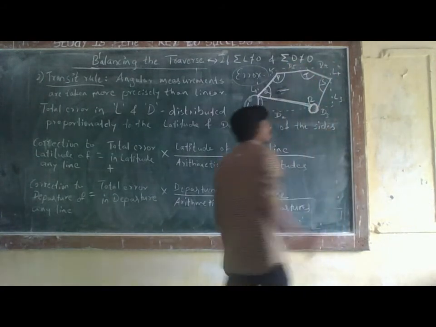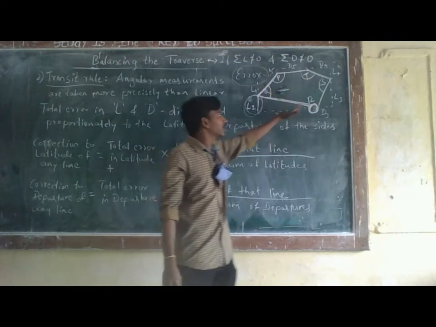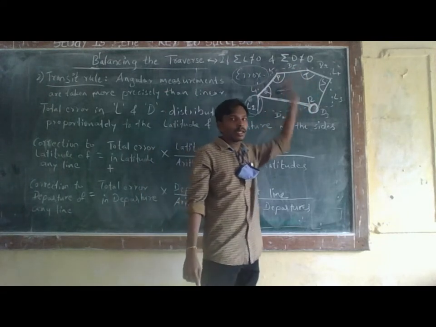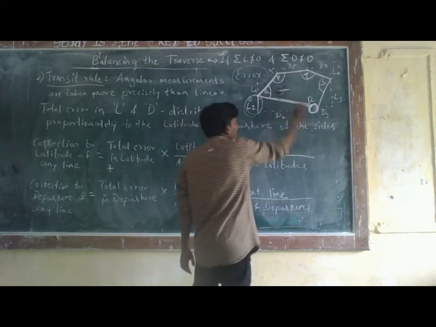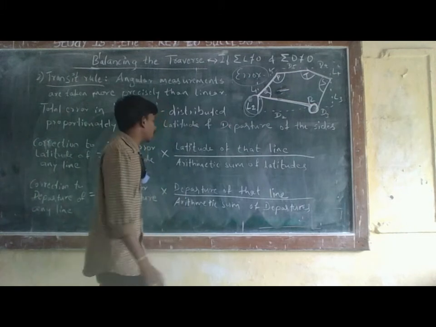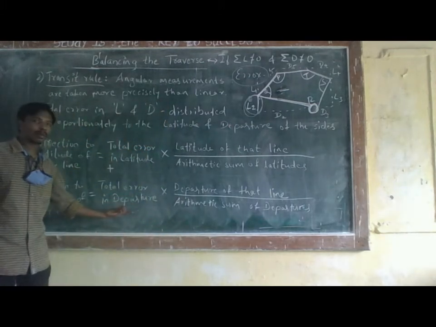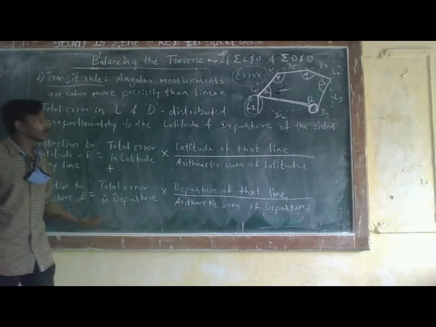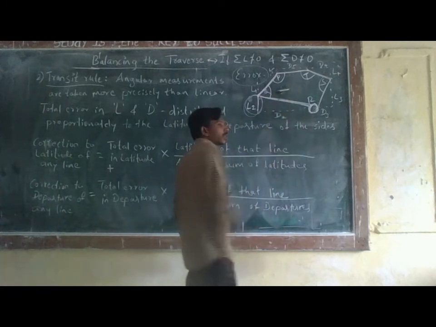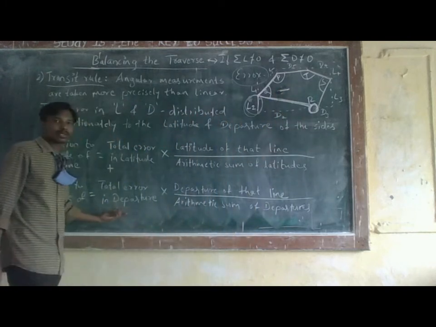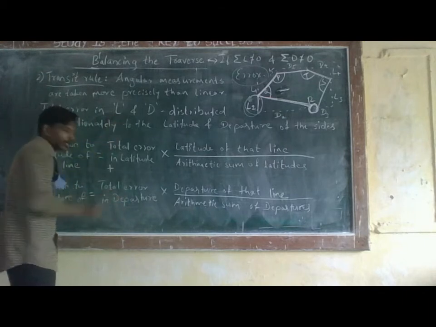So take the sum of all the departures d1, d2, d3, d4 and d5, add all of them. So after adding, you will get a value. That value you have to substitute here in the formula. But the difference is, if the value is negative, then take positive sign here. If the value is positive, then here take the sign negative.